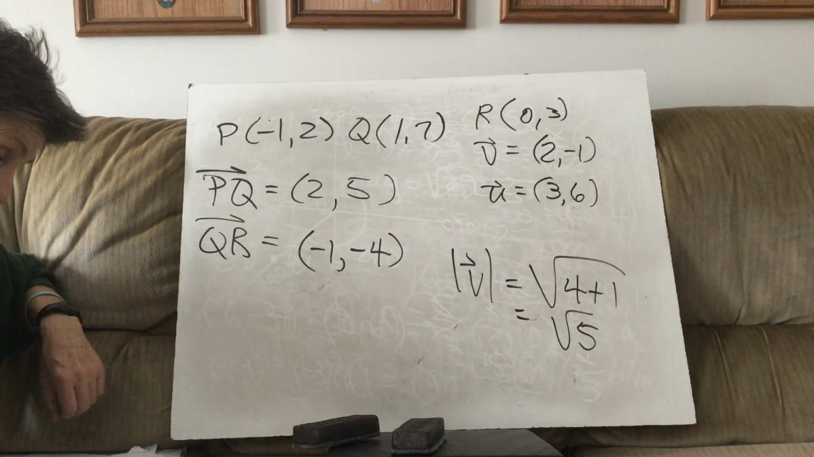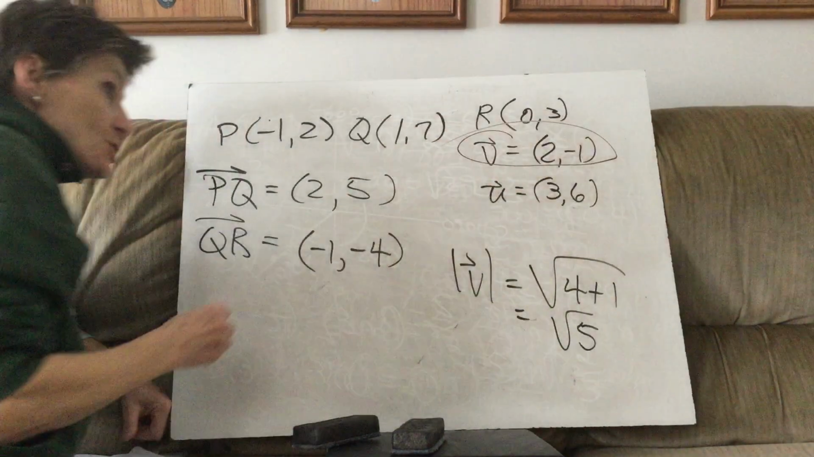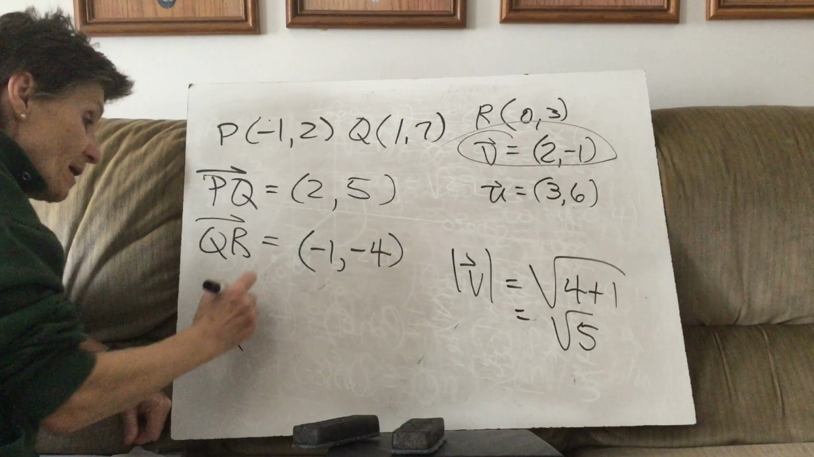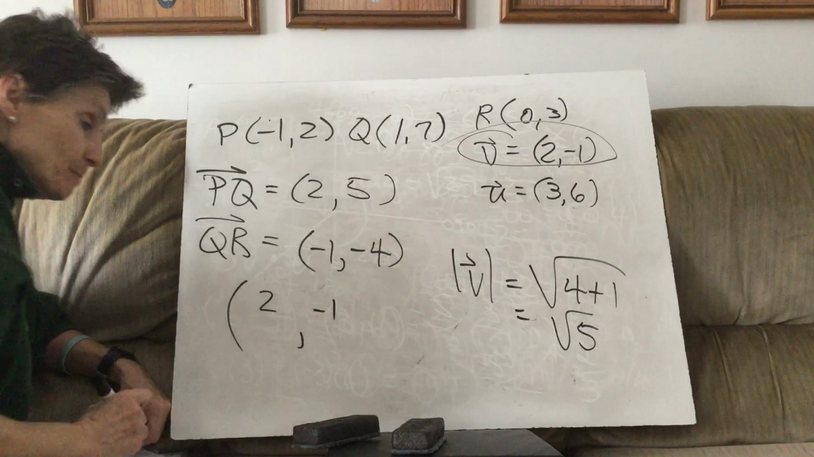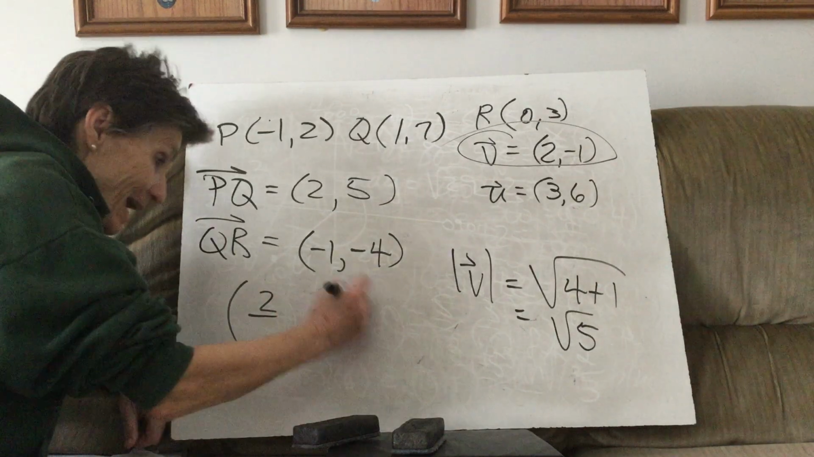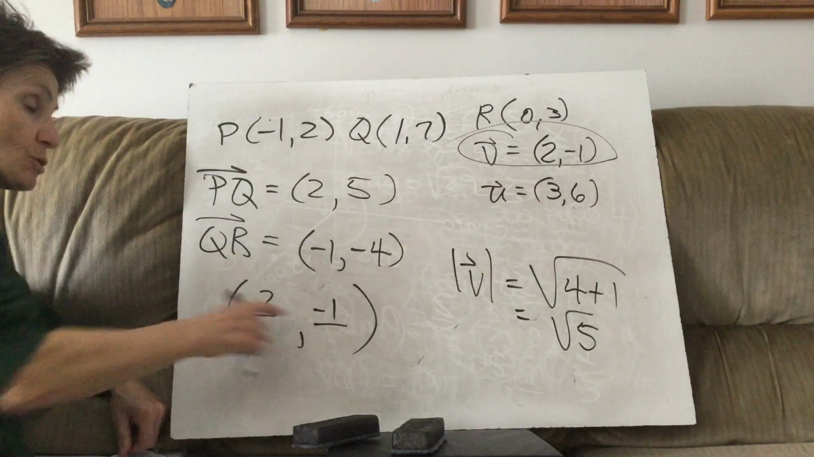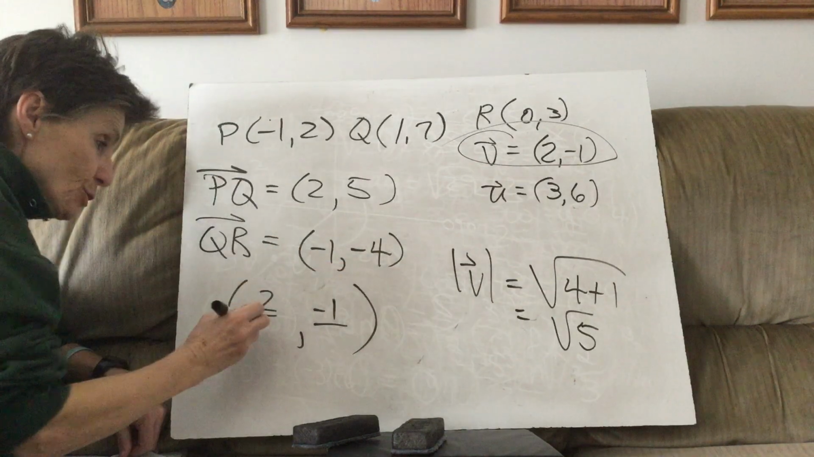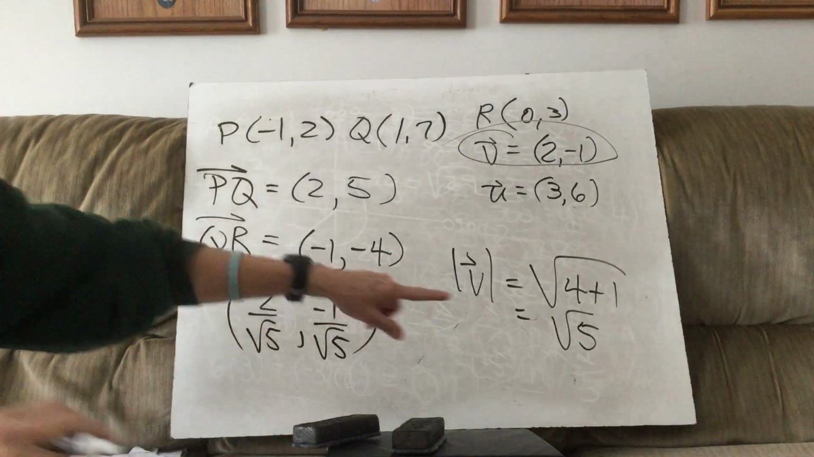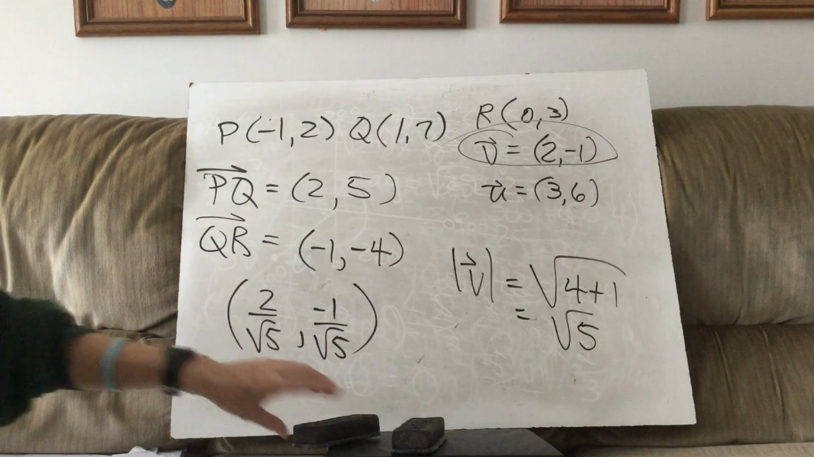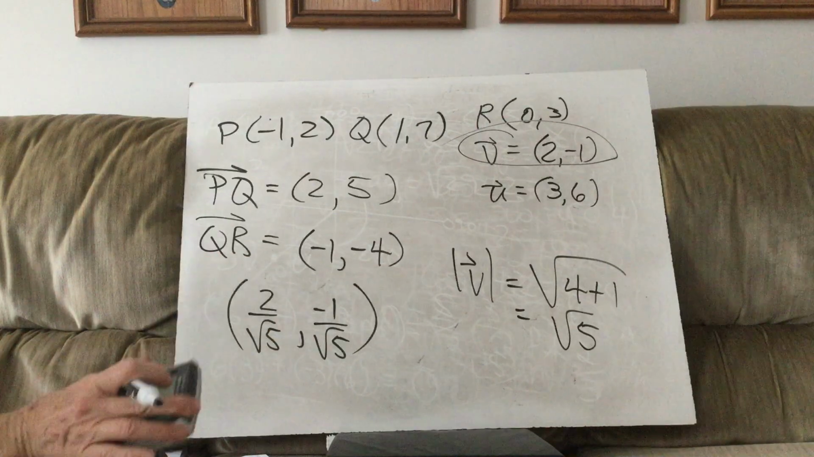And then question 5 says, find a unit vector for v. Now remember, what that means is you're going to take the coordinates of v and divide those coordinates by the magnitude of v, which you have already figured out was √5. There's the answer to the question. Guys, it does not get any easier than that.